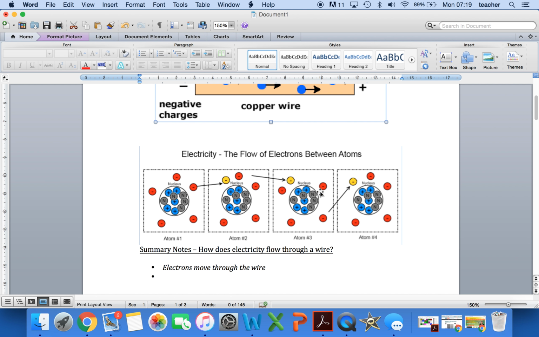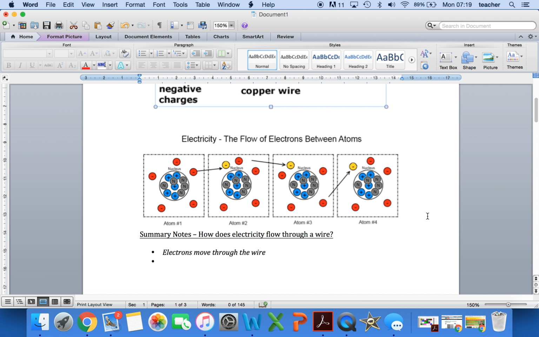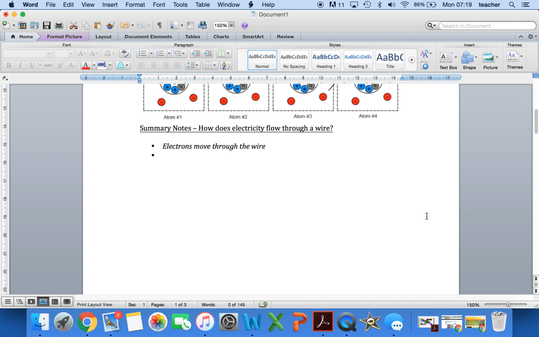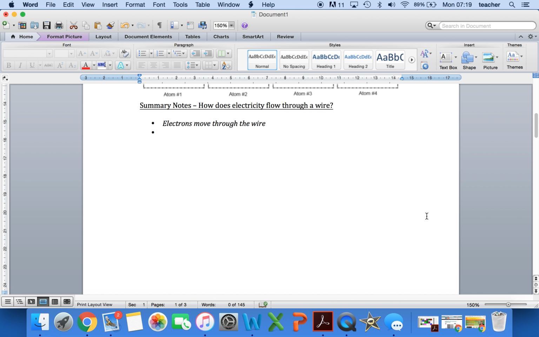The electricity can still flow through because these electrons move from one atom to another, creating an excess of positive charge here, which sucks more negative charge across this way. And this is basically how electricity flows through a wire. And I think that that's one of the most important components of this topic.